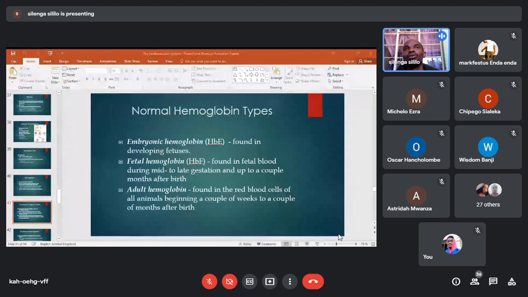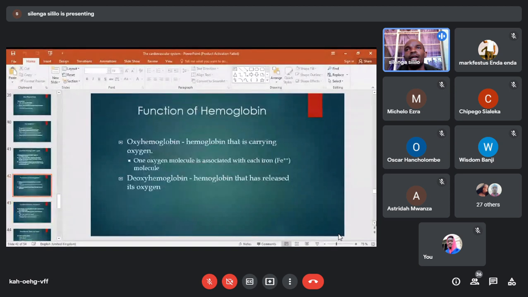So an embryo will have your embryonic hemoglobin. A fetus will have fetal hemoglobin, and then you have the adult hemoglobin, which appears just a few months after the baby is born.